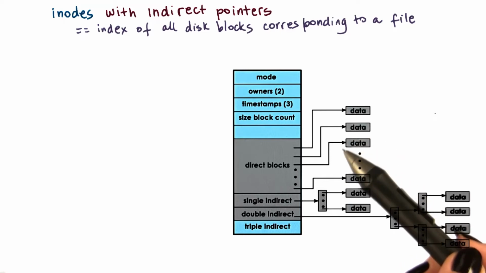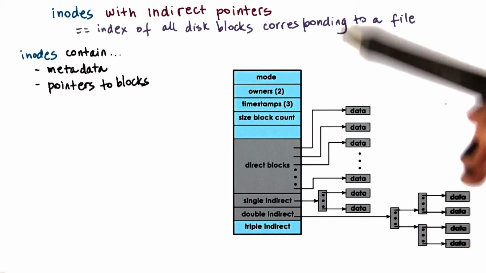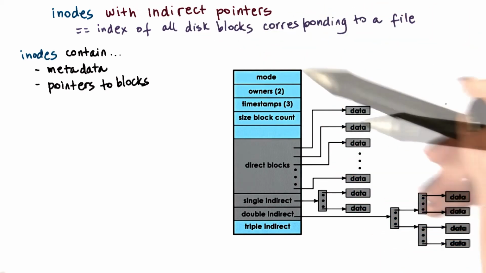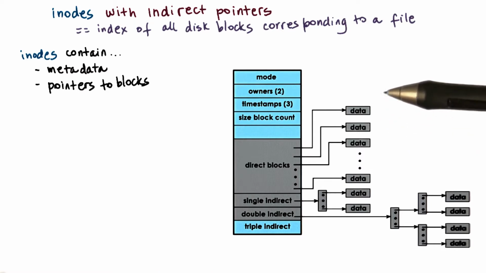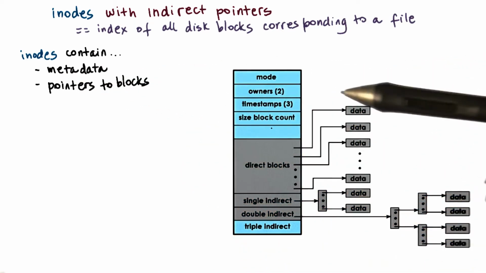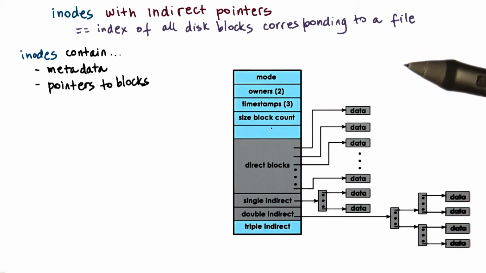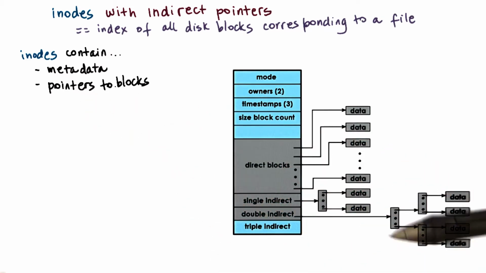One way to solve this is to use so-called indirect pointers. Here is an inode structure that uses these indirect pointers. Just like before, the inode contains metadata and pointers to blocks of data. The inode is organized in a way that first it has all of the metadata, owner, when the file was last accessed. Then it starts with the pointers to blocks.